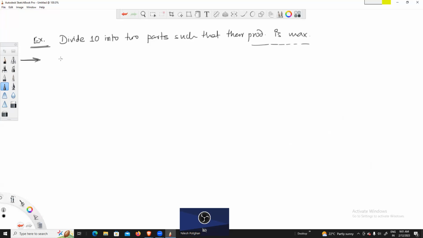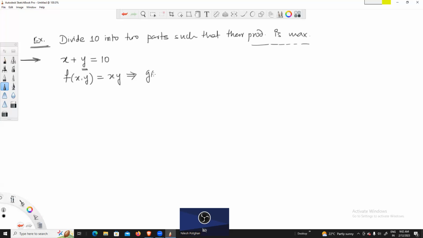So let us take one part to be equal to x and the other part to be equal to y. So the sum of the 2 parts must be 10. And now if I denote a new function, let us call this function f of x comma y, equal to the product of these 2 parts, x comma y. The addition of x and y is 10, so I can always write y in terms of x.